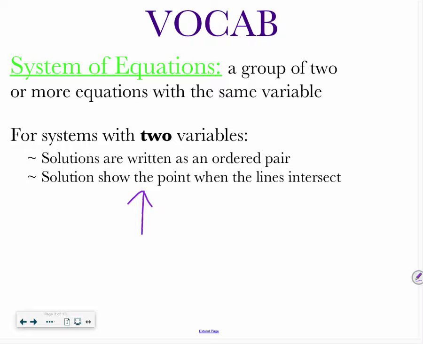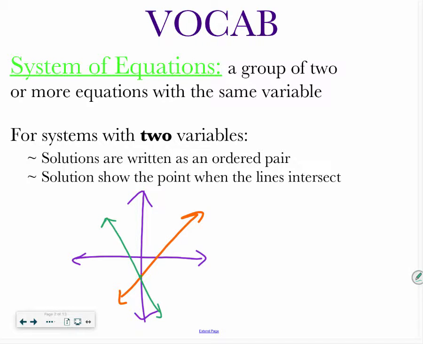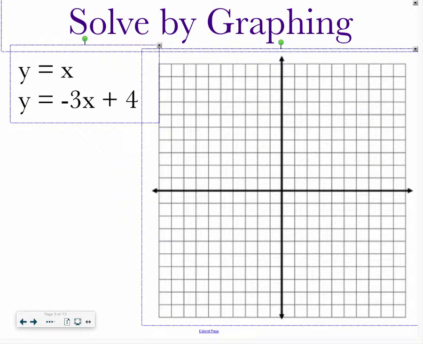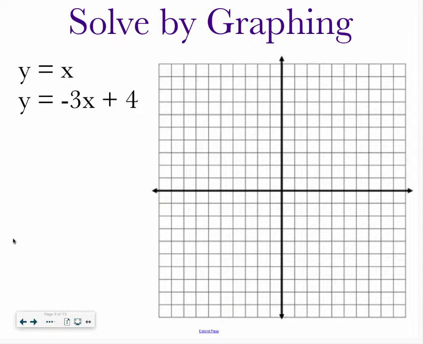So if I give you a graph that looks like this, my solution is where those two lines intersect. So where the orange and the green line intersected, that would be my solution. Since that's a point on a coordinate plane, it can be written as an ordered pair, and that would be my answer. So let's practice solving these systems of equations by graphing.